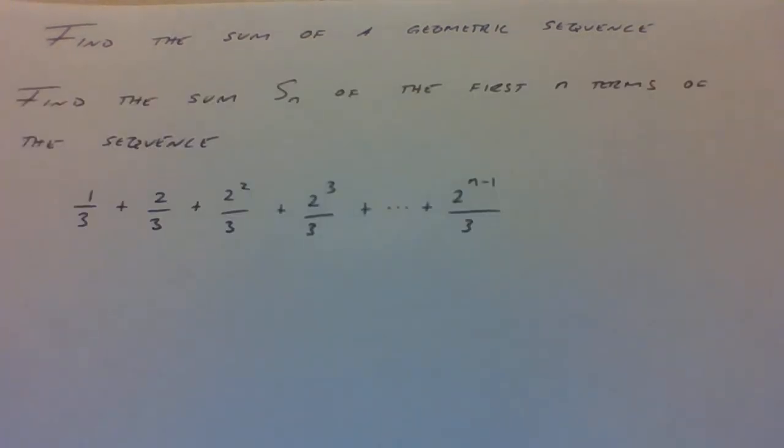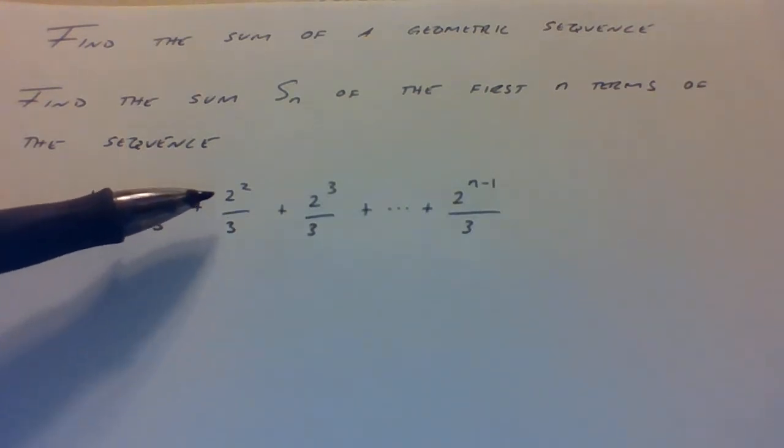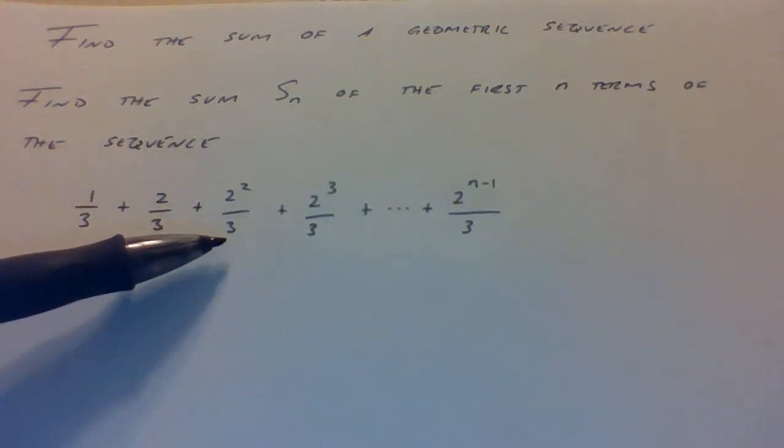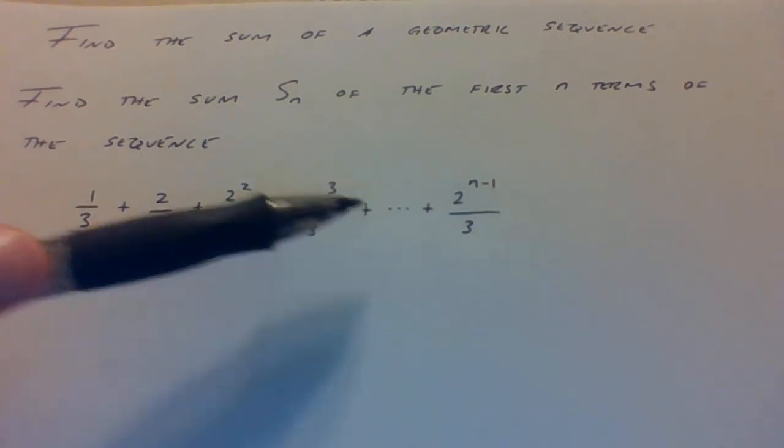Let's take a look at finding the sum of a geometric sequence. Let's find the sum S sub n of the first n terms of the following sequence. We have 1/3 plus 2/3 plus 2 squared over 3 plus 2 cubed over 3, and so on.